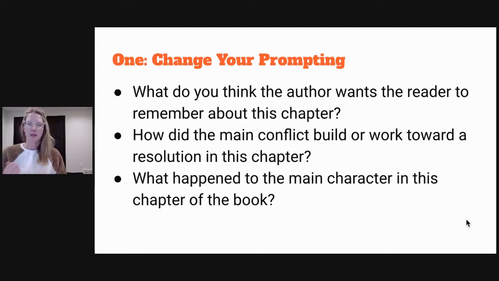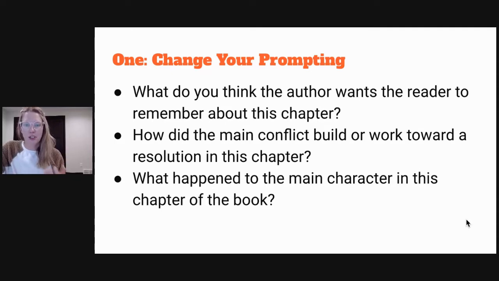And you can also ask follow-up questions after these questions to get into what happened prior to that part in the book. So some other ideas. What do you think the author wants the reader to remember about this chapter? How did the main conflict build or work toward a resolution in this chapter? And what happened to the main character in this chapter of the book? All of these prompts get the reader to really think about that idea of what is the most important. What is that main event from the chapter that I should be bringing with me as I continue reading on this text?